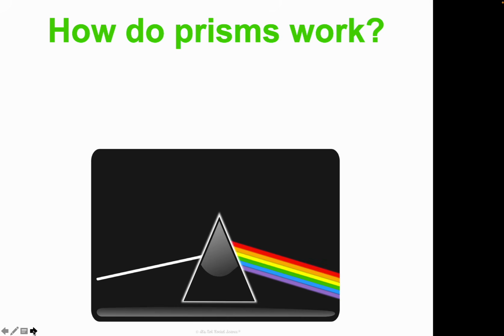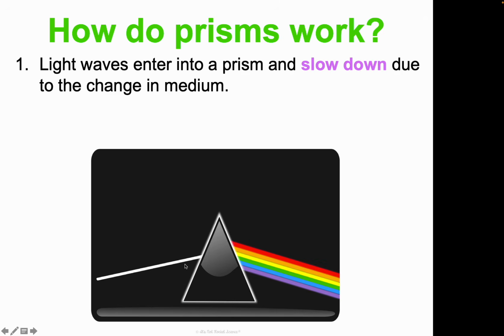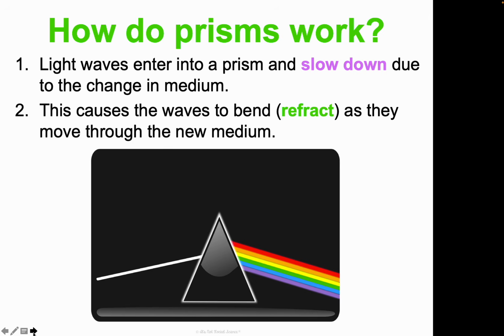And this is also how prisms work. So what happens in a prism is light waves enter into a prism and then they slow down because the medium's changed, okay? We've gone from like a gas to a solid, or it can be a gas to a liquid, we can still see this phenomenon happen. But typically when we're talking about a prism, we're talking about a solid triangle here. This causes the waves to bend or refract as they move through the new medium because of the change in the medium.